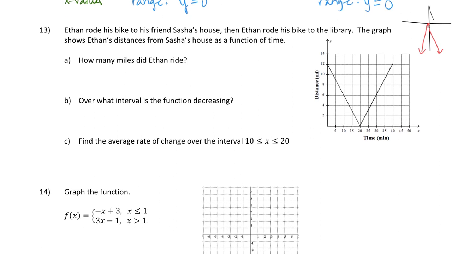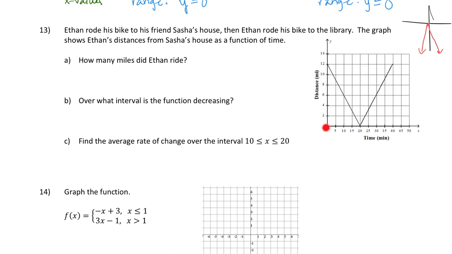All right, number 13. Ethan rode his bike to his friend Sasha's house. Then Ethan rode his bike to the library. The graph shows Ethan's distance from Sasha's house as a function of time. So just so we understand what's happening, time is passing, all right? And then what this graph is showing is Ethan's distance from Sasha's house.